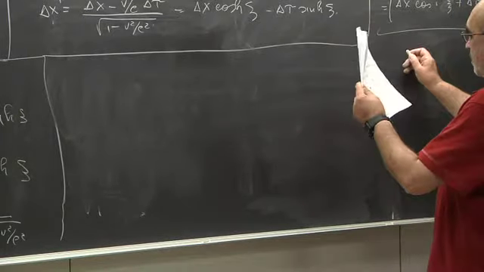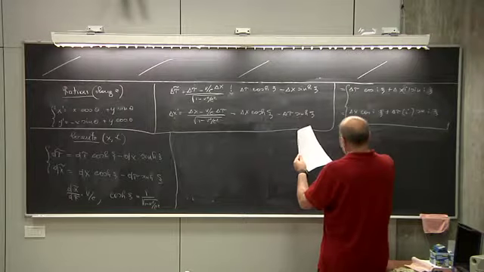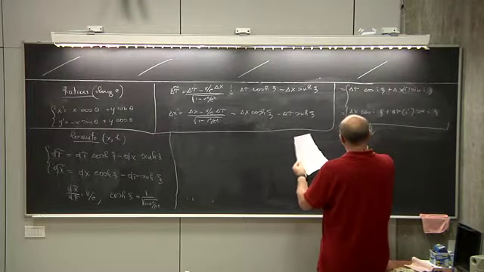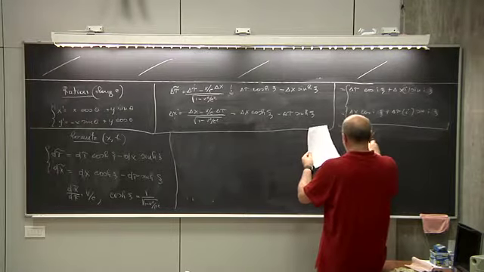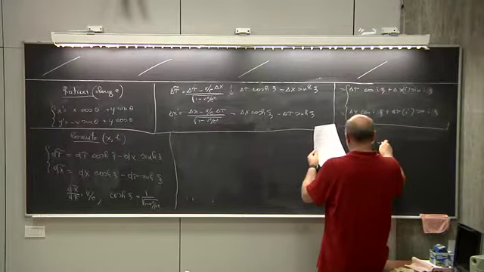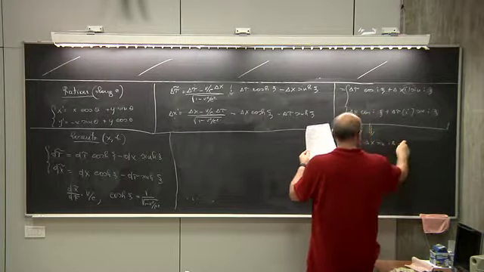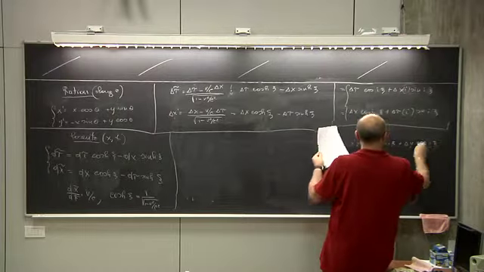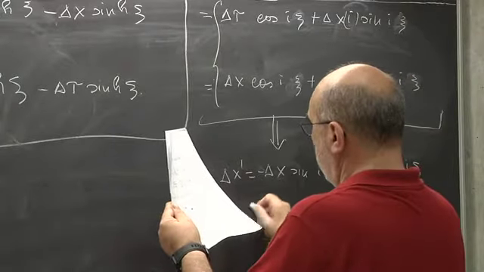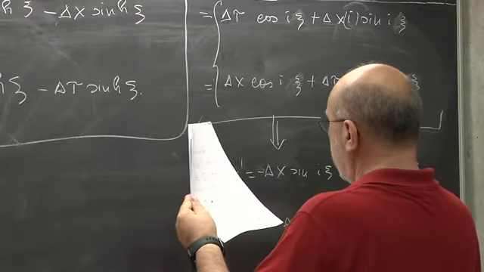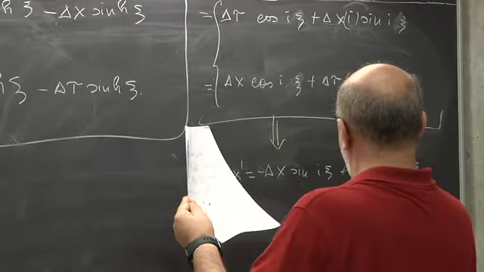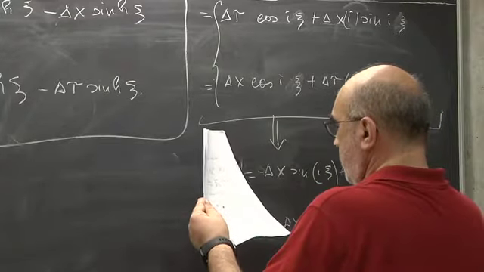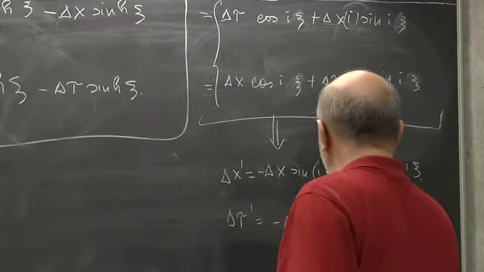Check the sign, at least you do this part of the homework. At the end, this one should be delta x prime is equal minus delta x sine ixi plus delta y cosine ixi, and delta tau prime is equal minus delta x sine ixi plus... cancel, sorry.